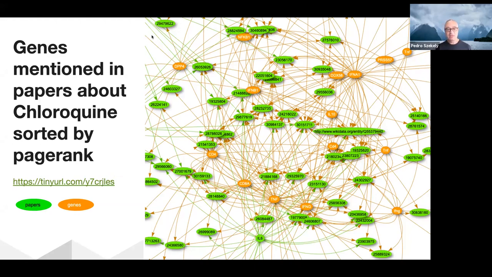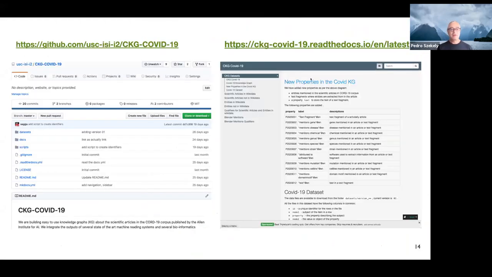So let me just finish. I have a couple more slides. We published everything that we have done so far. We have a GitHub with the knowledge graph, and you can download it from there. We have a Read the Docs documentation of the knowledge graph that documents the properties that we added to Wikidata.